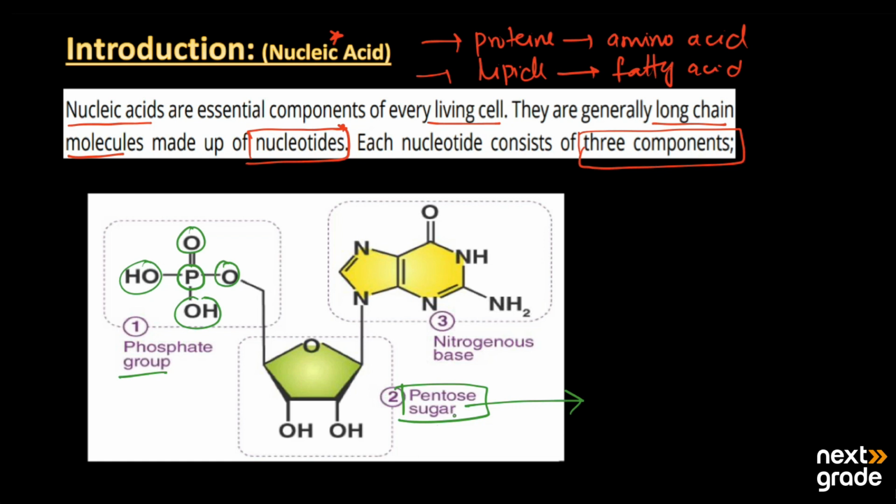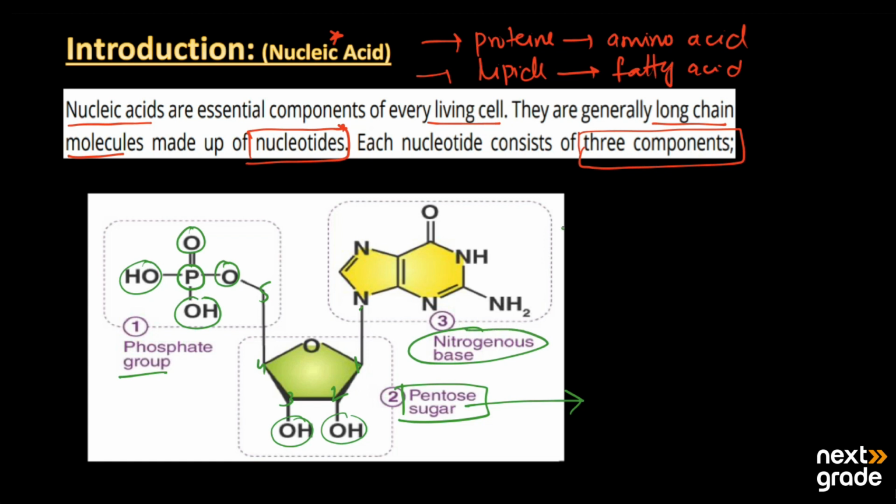So here we have the pentose sugar, which is the second component of the nucleotide. It has five carbons, numbered 1, 2, 3, 4, and here we have carbon number 5, along with the hydroxyl group. And then its carbon 1 is attached to the nitrogen of the nitrogenous bases.